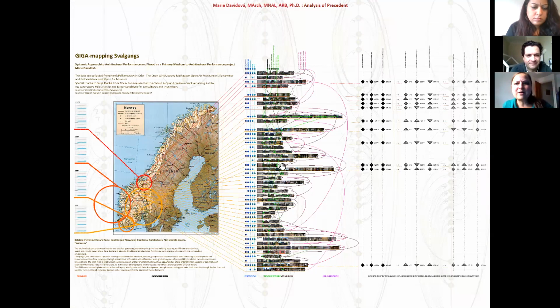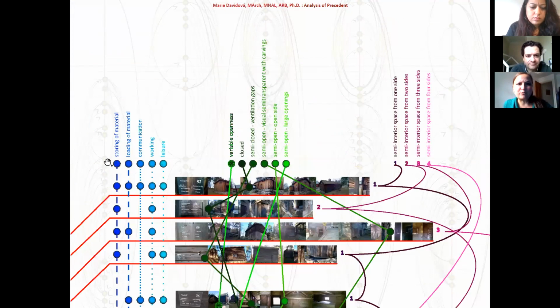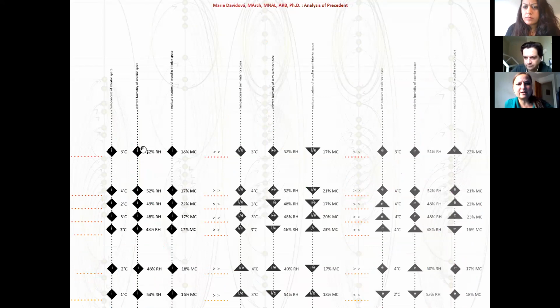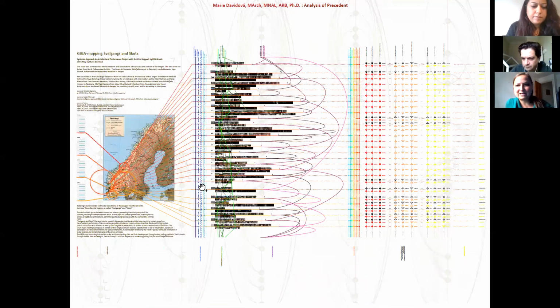So I did my first mapping where I registered different parameters. What would be the use? What is the openness and closeness of those spaces, whether they operate along a whole building or just from parts. And then I was measuring the moisture content, the relative humidity and temperature. What is the difference in semi-interior, interior and exterior spaces? Comparing what is actually the climate penetration through those spaces.